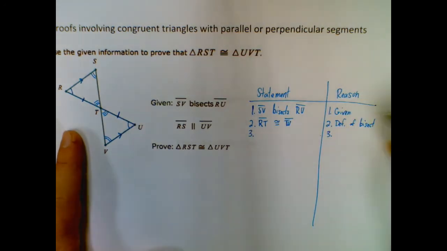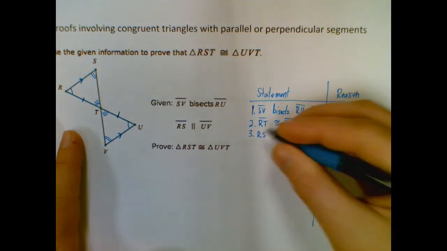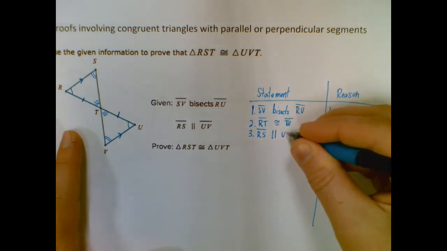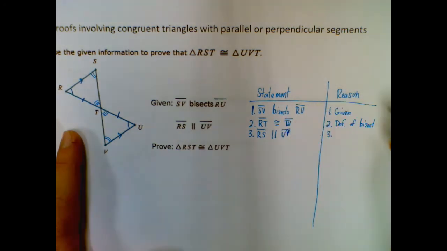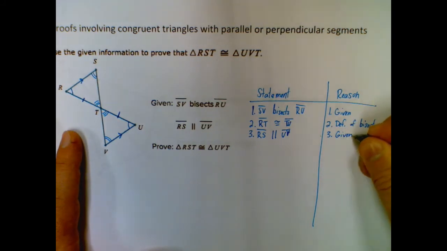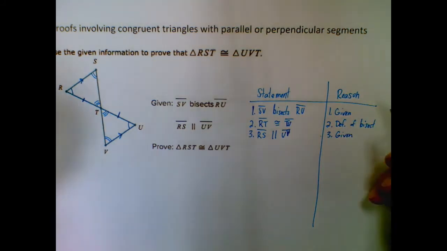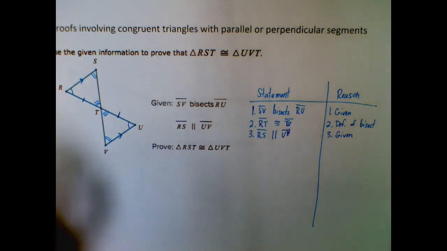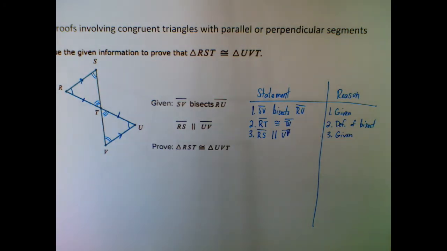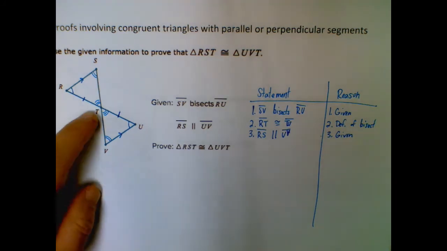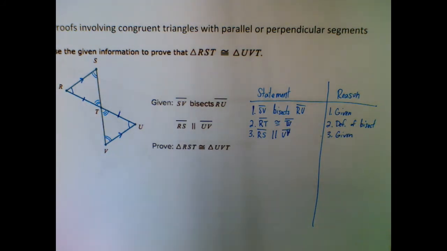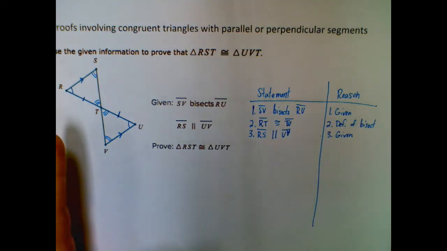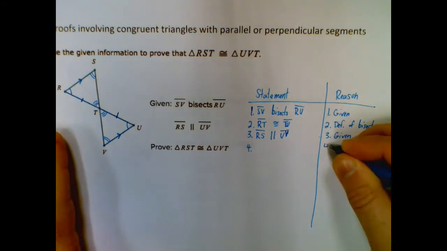All right, moving on to my next one. I know that RS is parallel to UV. That's given. And that's where I got a lot of my other information. Now, which ones we want to use here, it's kind of up to you. I'm going to ignore the vertical angle one because I only need two angles, but in reality, this will work regardless of which angles you pick. It just might change your reasoning in the last step slightly.